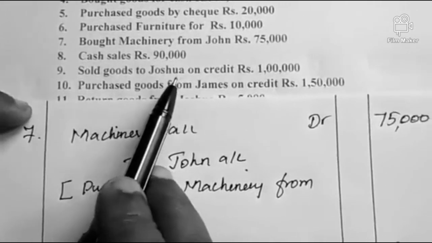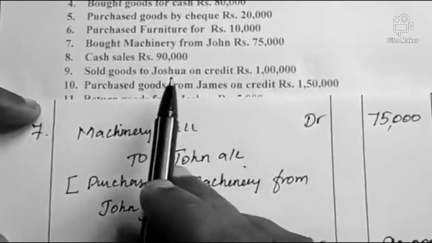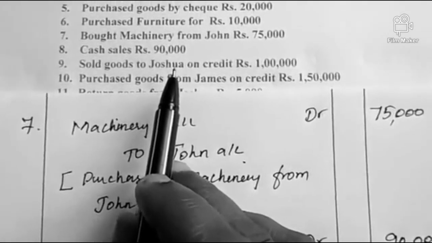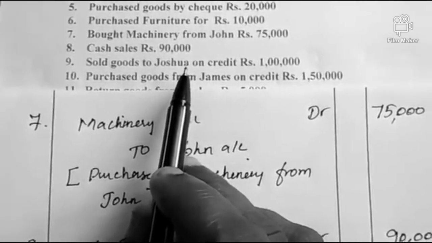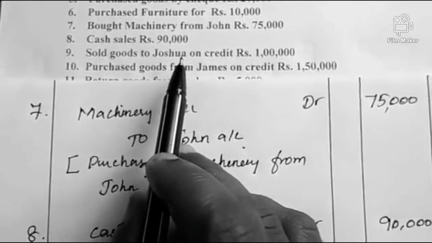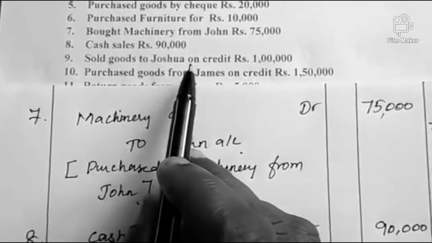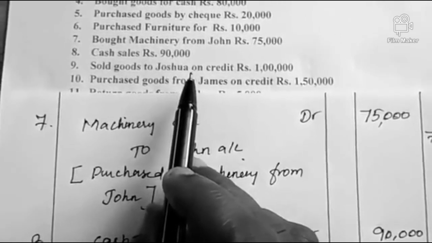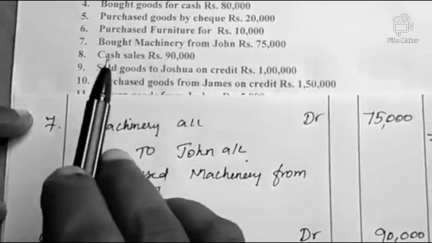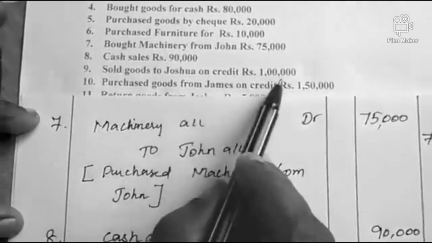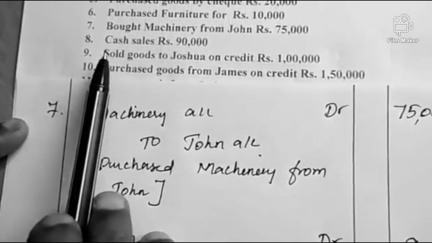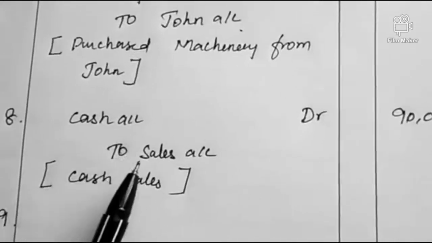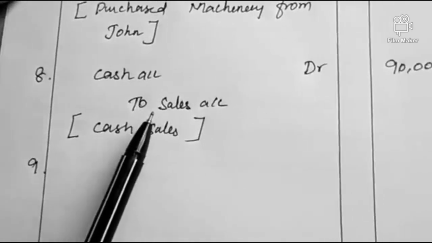Then the next one. Sold goods to Joshua on credit. I told you, you can buy or sell goods on cash basis or credit basis. In case of a cash transaction you have to write cash. In case of a credit transaction, instead of cash, you need to mention the name of the person from whom you bought or to whom you sold. Just refer to the previous transaction, cash sales. Cash account debit to sales. It is a cash basis.